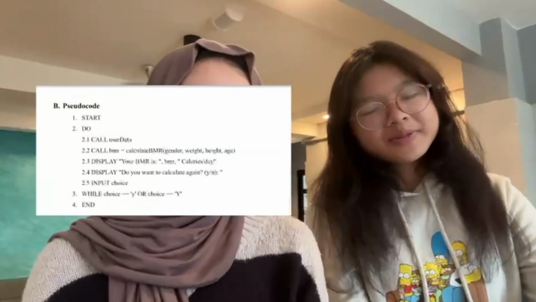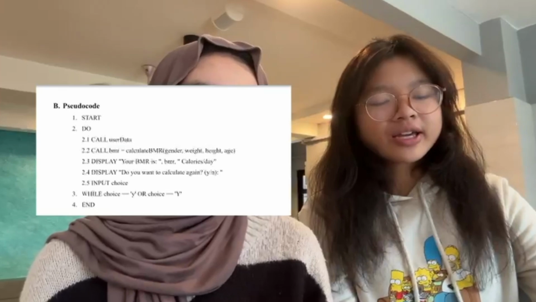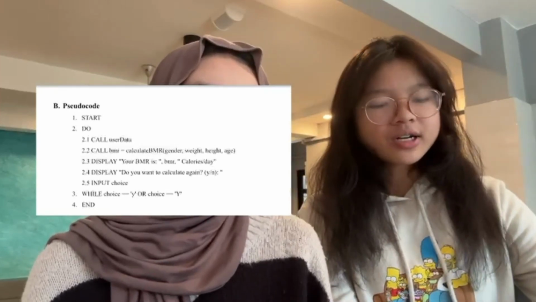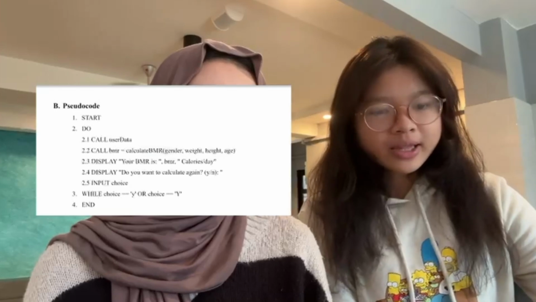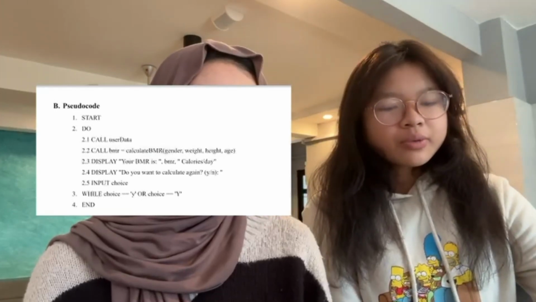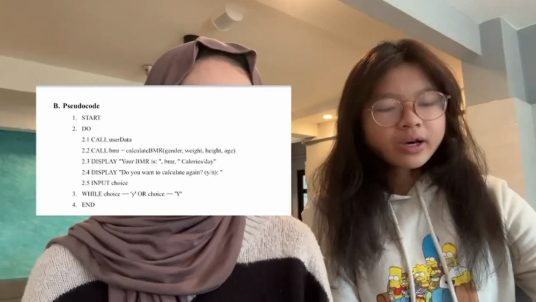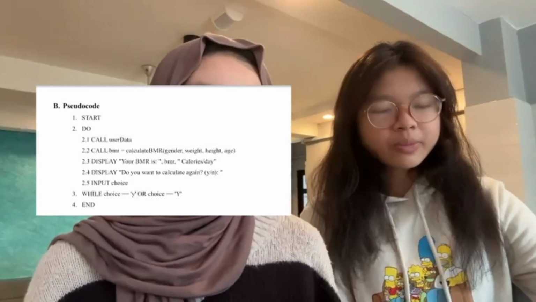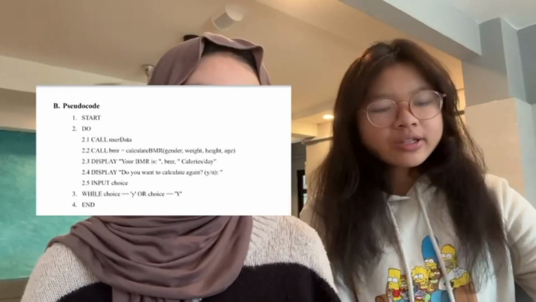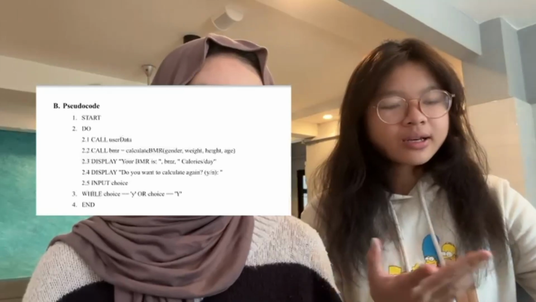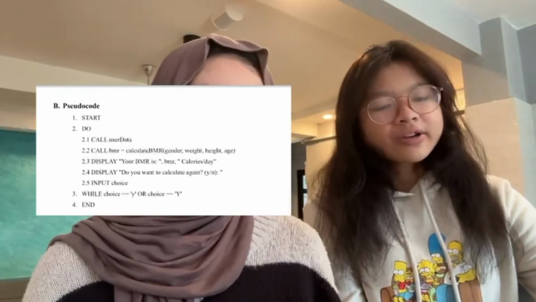Now I'll explain the pseudocode for our program. In every pseudocode we always begin with start, and then we call the do-while statement, where it will execute the program at least once. In the do-while statement, we call the user data function, and then we call the second function, which is calculate BMR with the variables gender, weight, height, and age. And then it'll display your BMR is, and then the calculation for the BMR, calories per day.